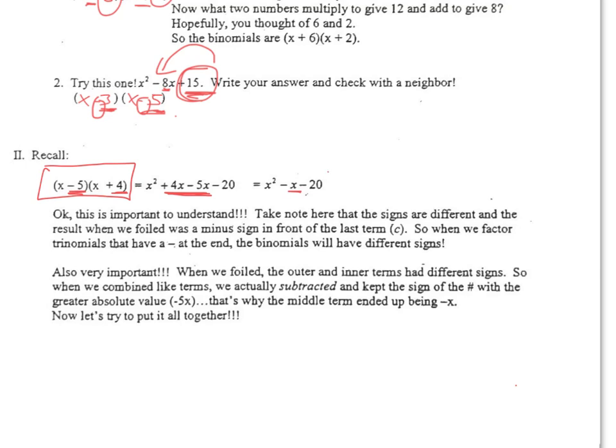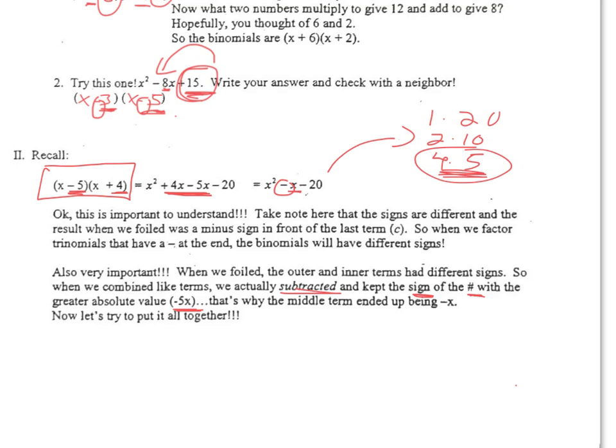So when I go backwards and I list all the factors of 20, like 1 and 20, 2 and 10, and 4 and 5, now instead of adding these numbers, we subtract them. And then since 4 minus 5 gives us -1, right, that's -1x, then this is what it winds up factoring to. So you can kind of see it says it right here. We actually subtracted and kept the sign of the number with the greater absolute value.